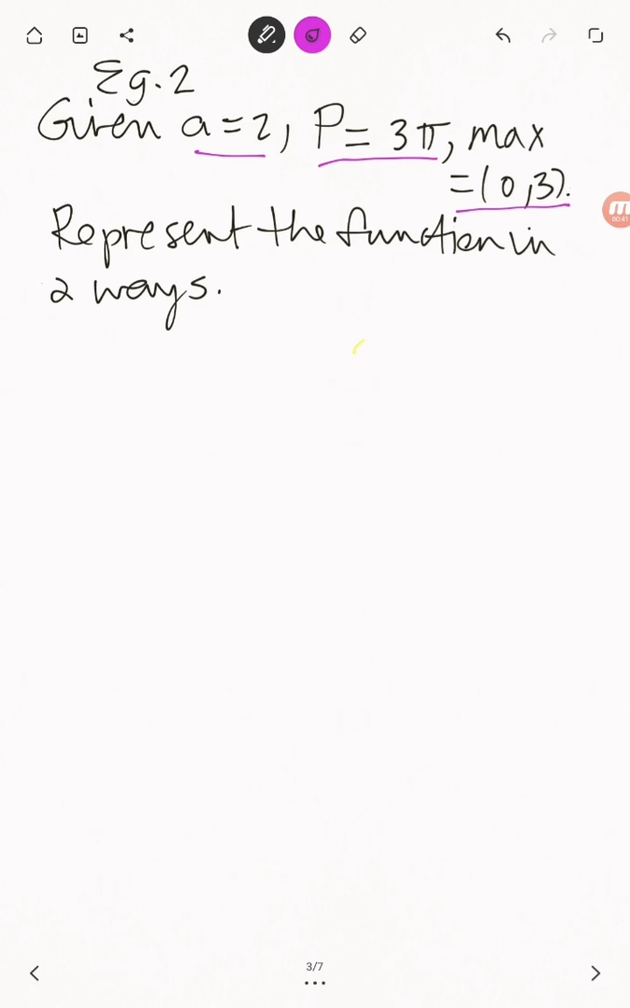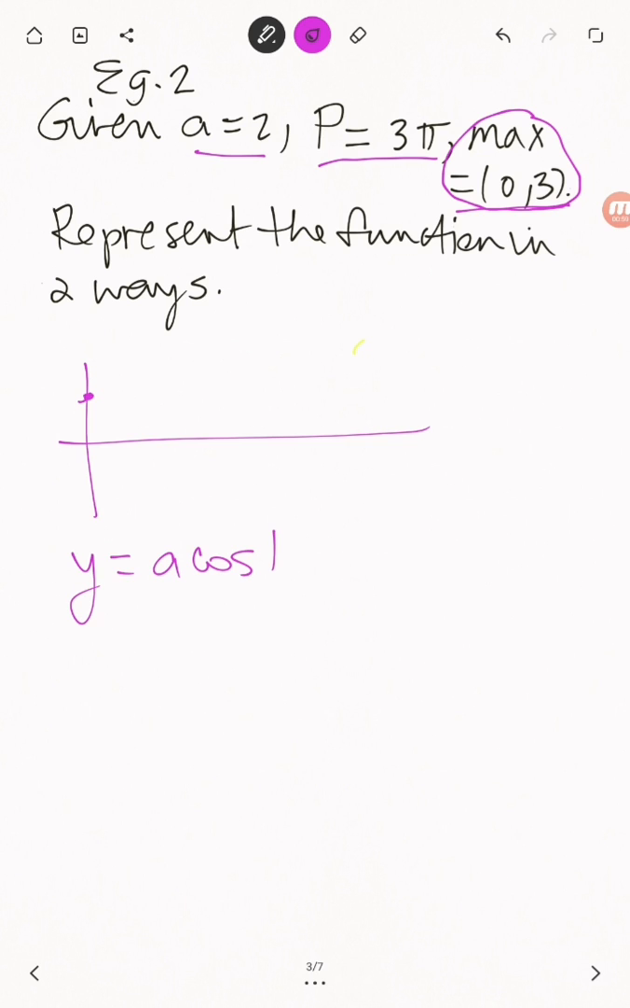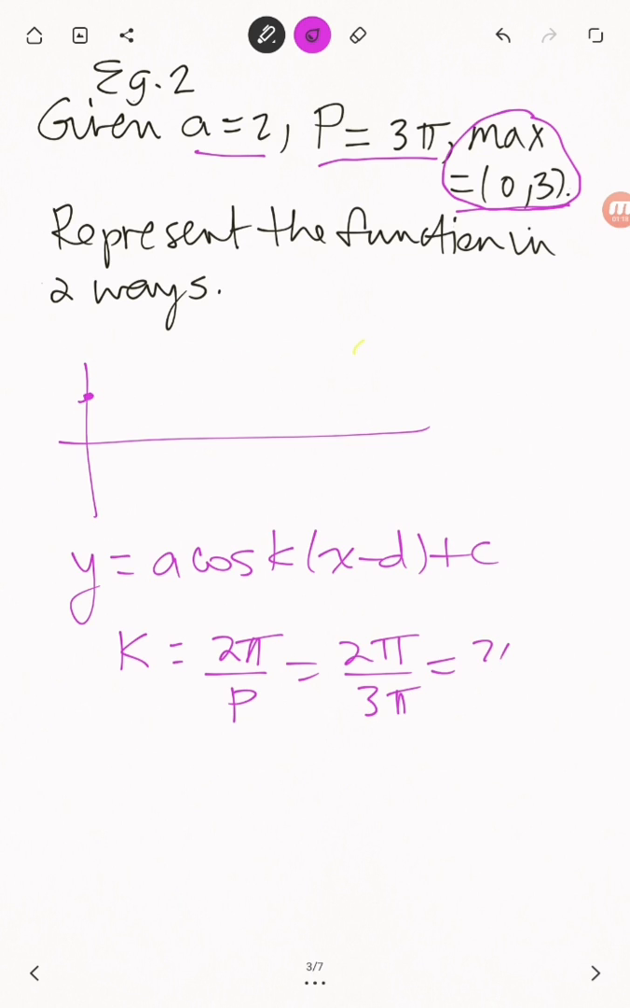So the first thing to notice is that since the maximum value is 3, that means it's on the y-axis. So that would suit a cos function well, because there would be no phase shift. So let's start with a cos function. Write down our general equation of a transformed cos function. We're given the amplitude. We can find the k value by using our formula, 2 pi over the period. So in this case that would be 2 pi over 3 pi, which is 2/3.